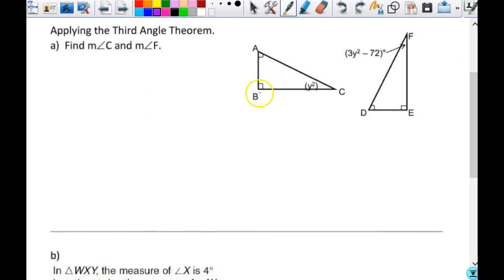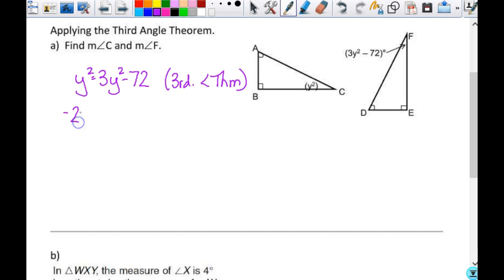So, are angles B and E congruent? Yes. Are they labeled that way? No, it actually takes a few steps in a proof, but we know they'd be congruent. So B is congruent to E, A is congruent to D, so what has to be true about these two? They're congruent. So I know that y squared equals 3y squared minus 72. I know that because of the third angle theorem.